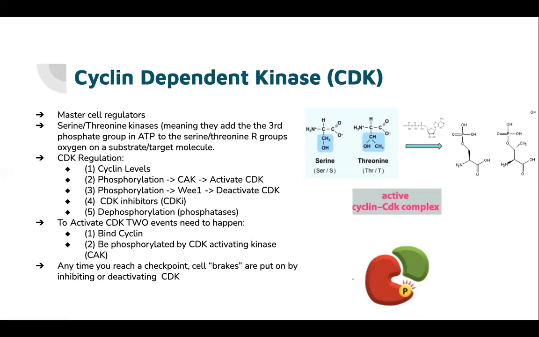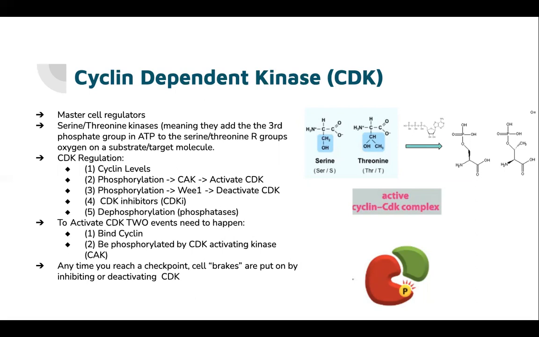They're regulated by the cyclin levels, phosphorylation by the CDK activating kinase, which is CAK, and phosphorylation by WEE1, which deactivates it. There are CDK inhibitors, and an example of that is P21, which we'll go over towards the end of this presentation, and also by dephosphorylation.